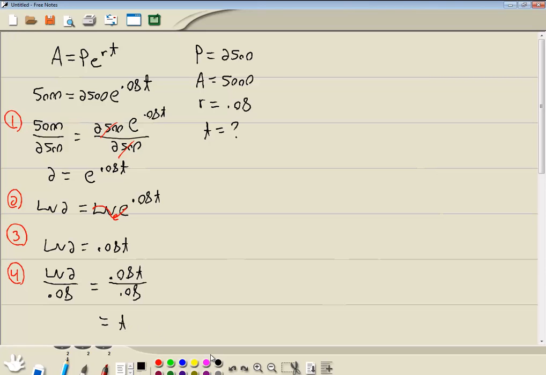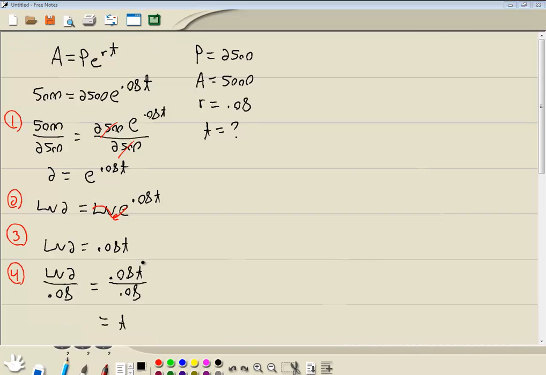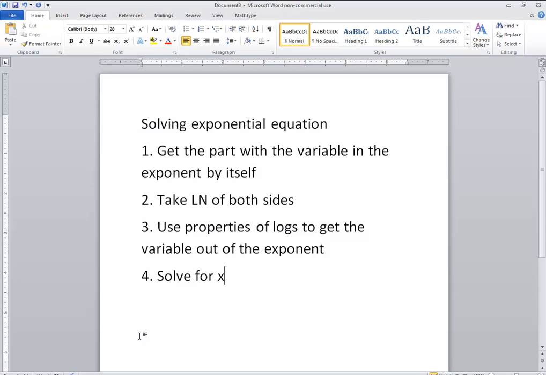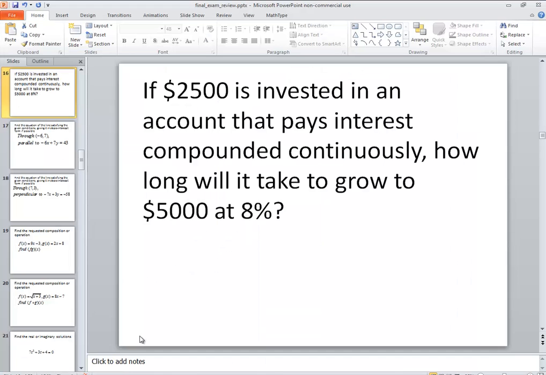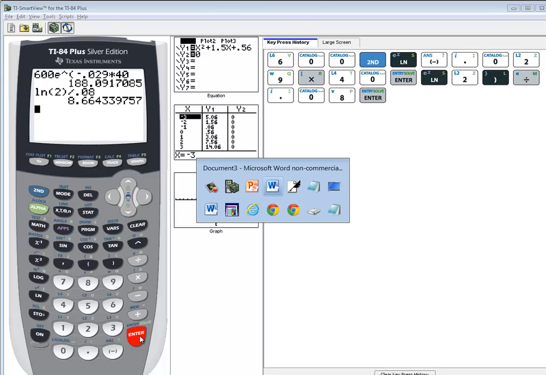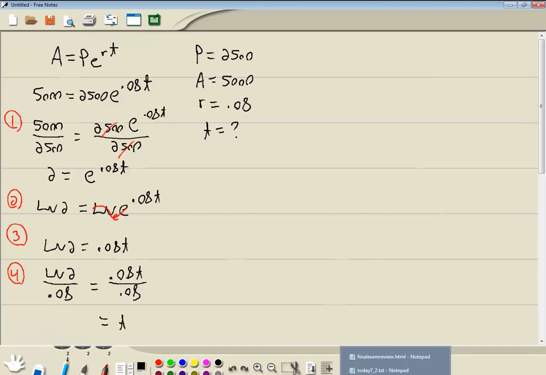So t is going to equal the natural log of 2, close parentheses, divided by 0.08. Enter. Didn't say what to round it to. Okay, well I'll take it to 2 decimal places. 8.66. There we go.